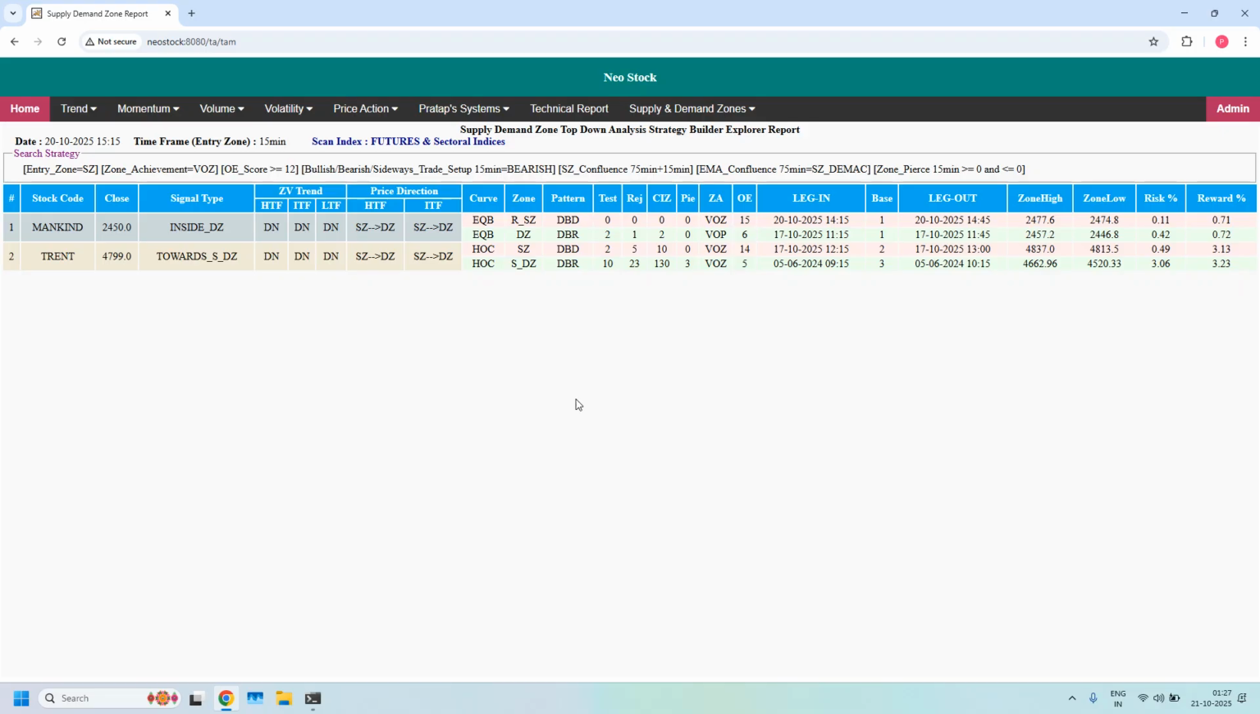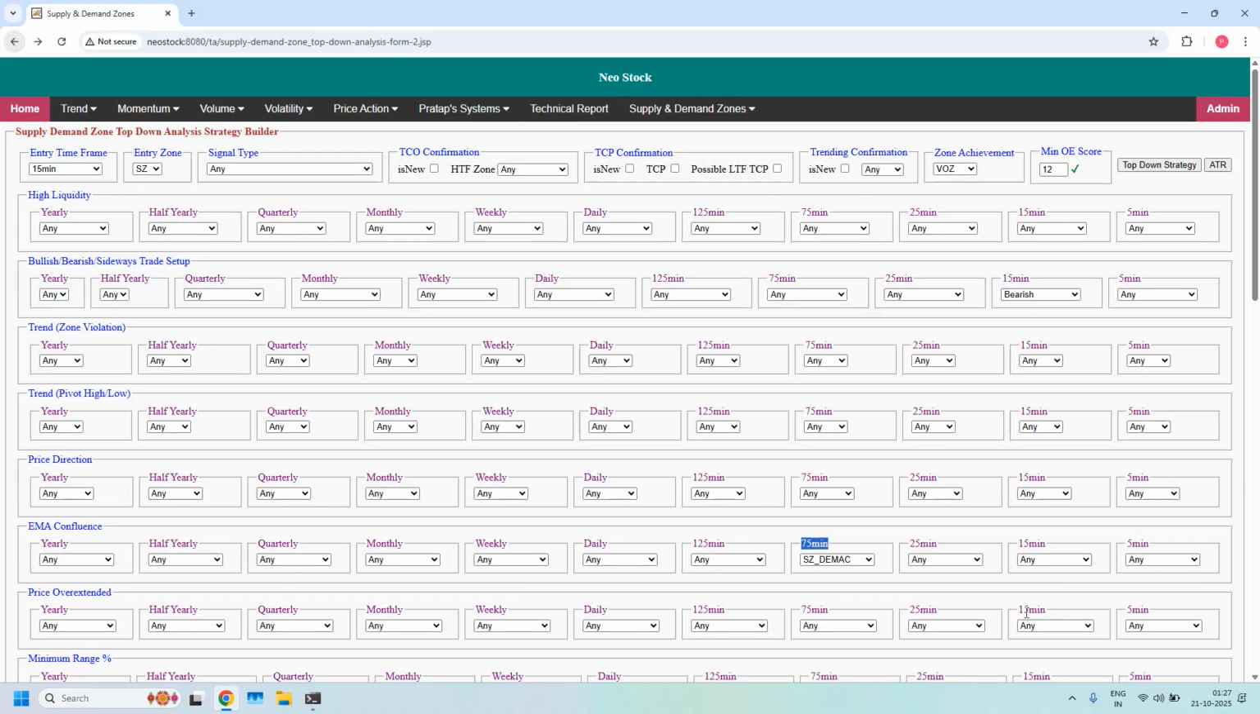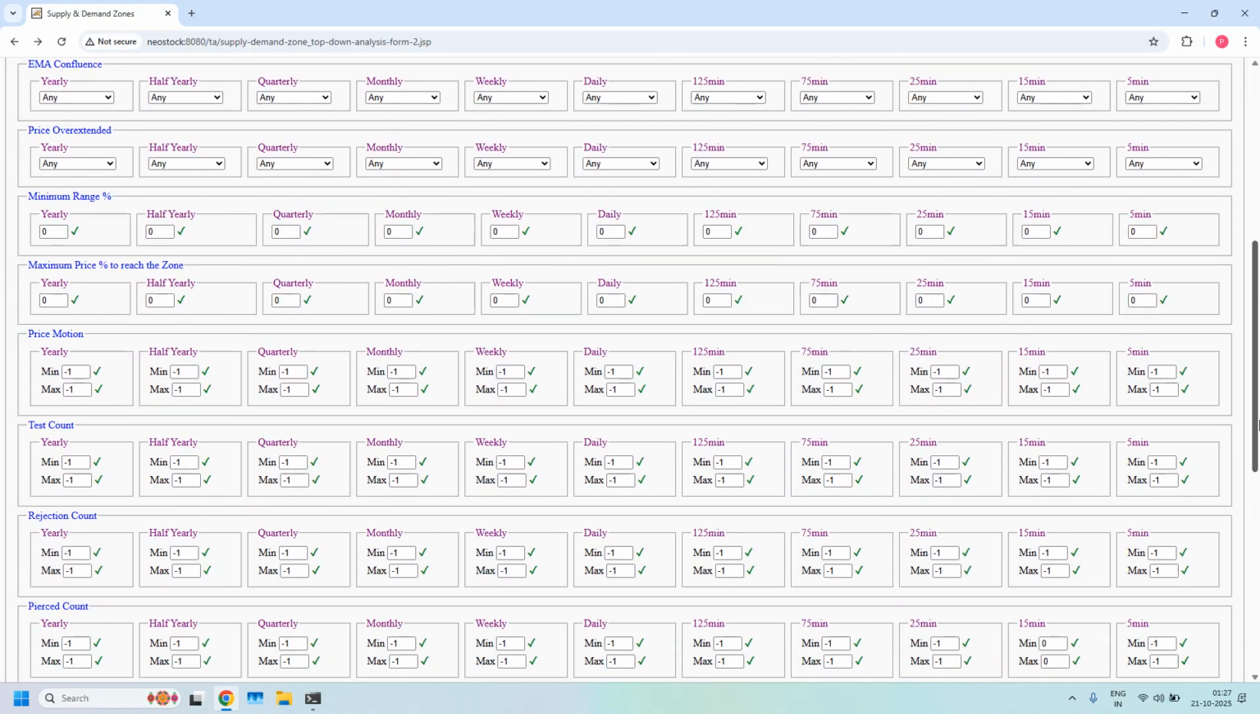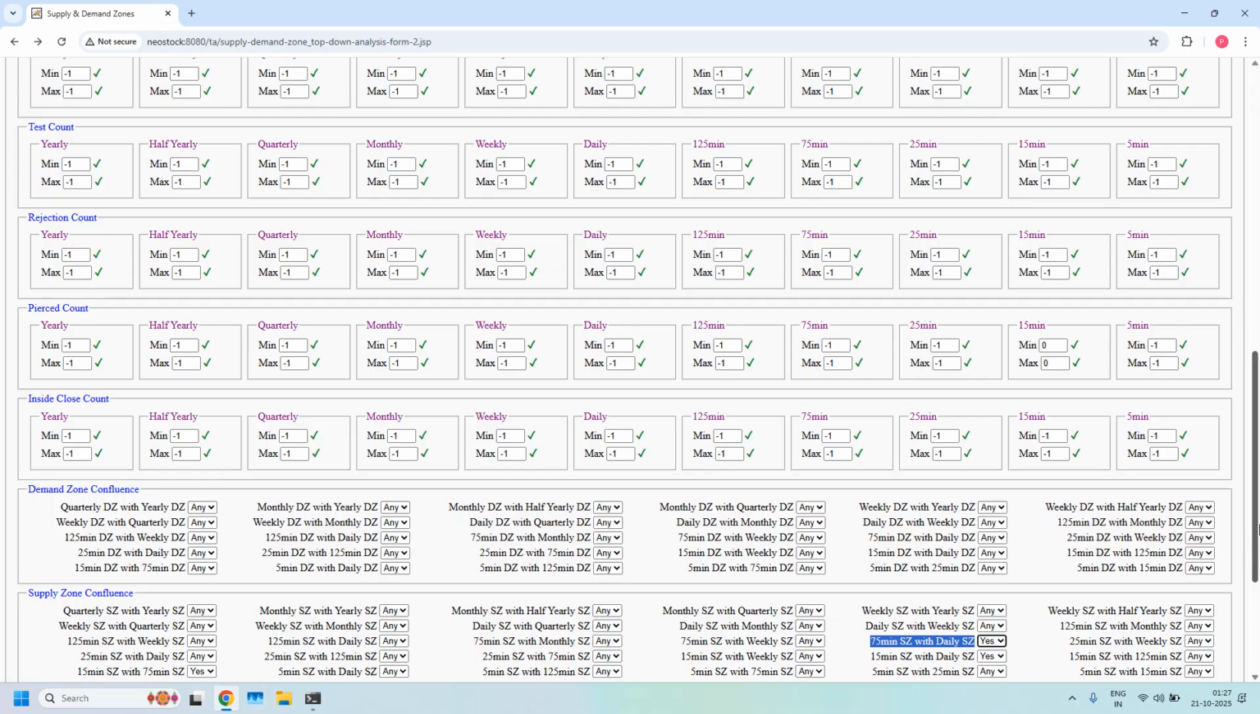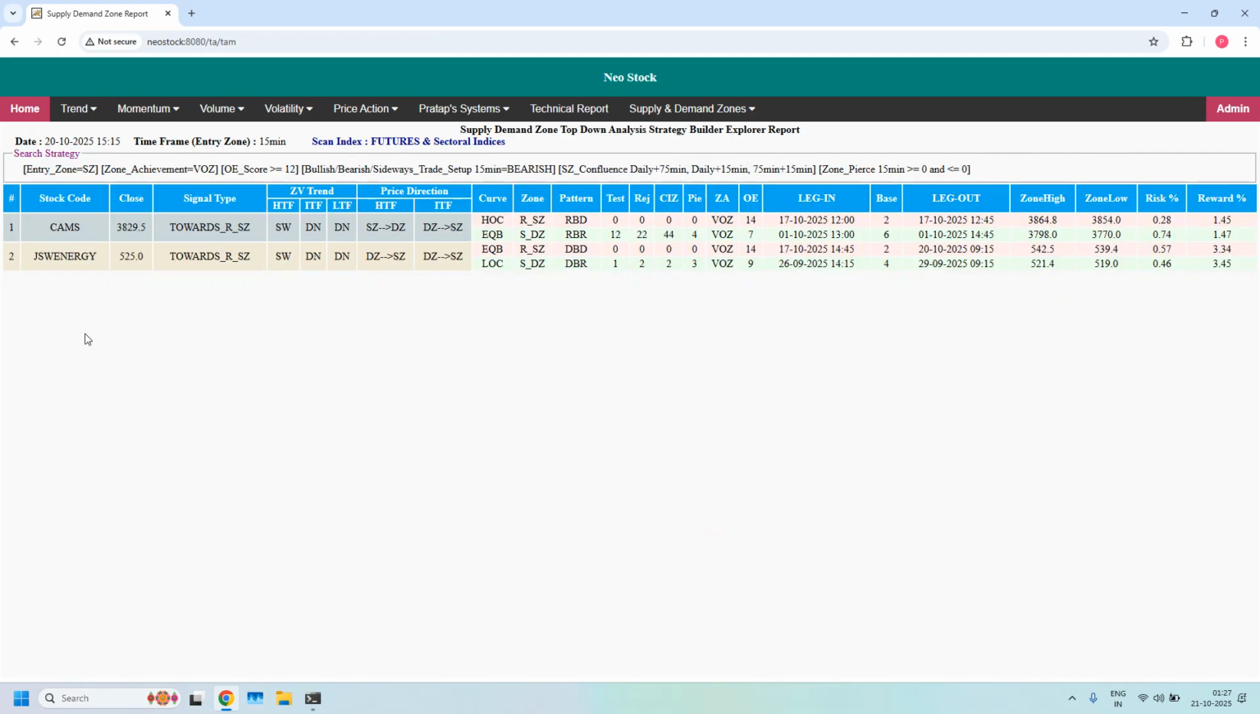Okay, this is the first strategy. In the second strategy, LTF, ITF, HTF supply zone confluence. After that, HTF supply zone with HTF EMA confluence for HTF trend downtrend. So I am removing the ITF EMA filter. In the supply zone confluence, we have to set 3 filters: 15 minutes and 75 minutes, 15 minutes and daily, 75 minutes and daily supply zone confluence. By enabling the 3 filters, we got 2 stocks.